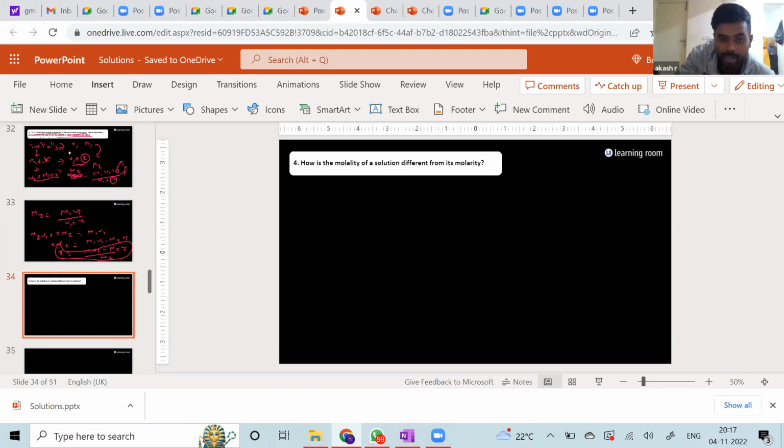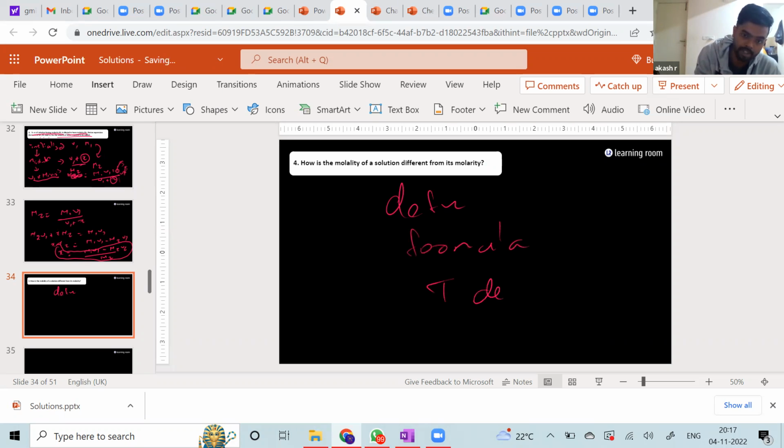And you can also write that it is temperature dependent or not. Molarity is temperature dependent. Molality is temperature independent. That also you can write here. So three points you can write: one is the definition, one is the formula, and the third is the temperature dependence. 3 things you have to write.